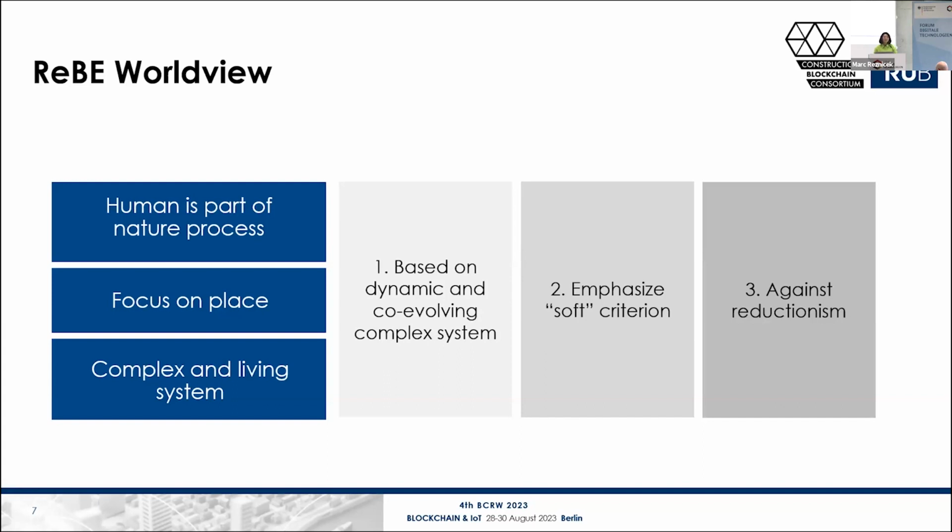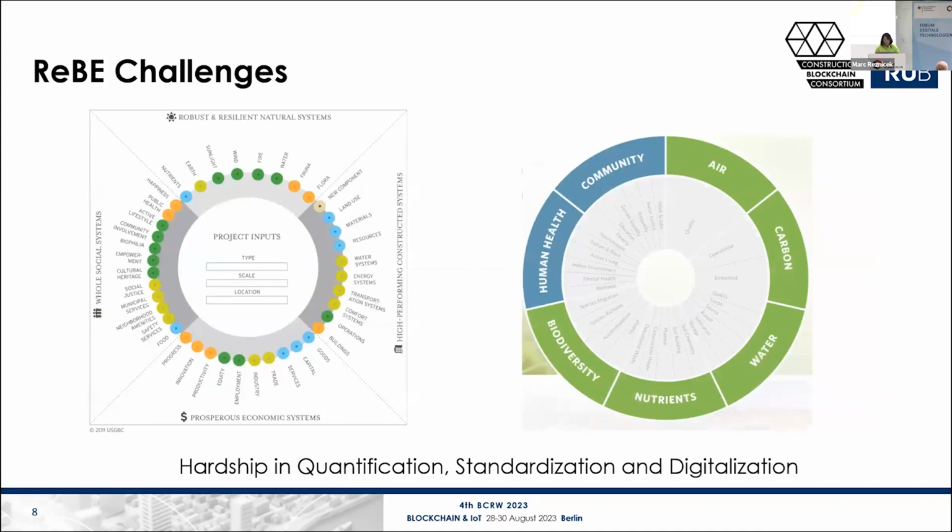And third, in a lot of articles on regenerative built environments, they're against reductionism, which is the fundamental tooling of engineering, where we try to use metrics to measure sustainability. We use reductionism to measure how much CO2 and what other gases are inside, and how do we measure each criterion. But this is generally against the worldview of regenerative built environments, because they emphasize the interlinking of all the elements. So this results in real hardship in quantification, standardization, and digitization of regenerative concepts.